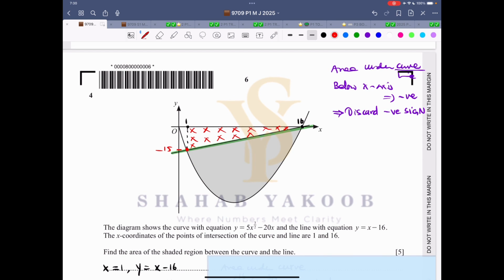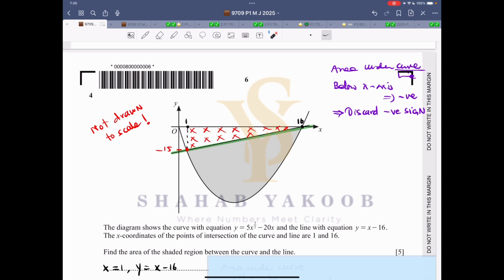Now keep in mind, this diagram is not drawn to scale. No one is saying that the scale of the x-axis and the y-axis is the same. Over here, 16 is this long thing. Over here, 15 is this very short thing. So of course, it's not drawn to scale.